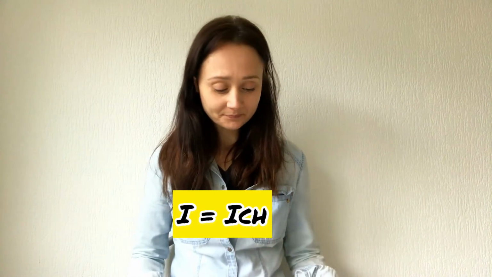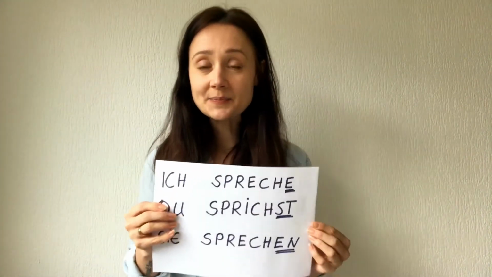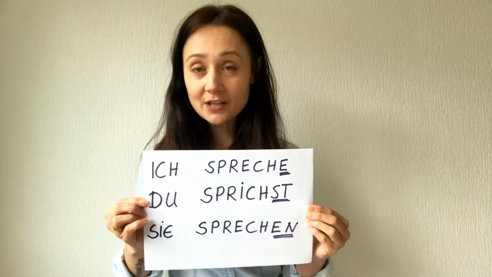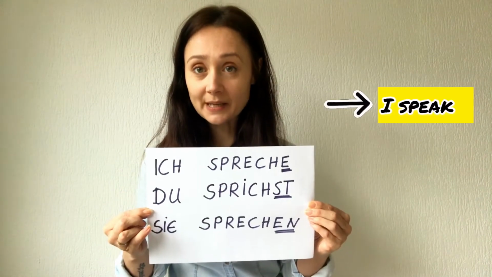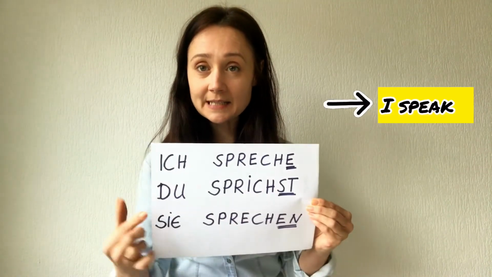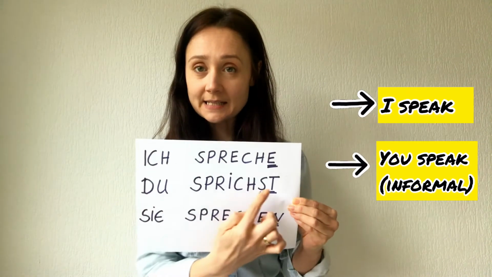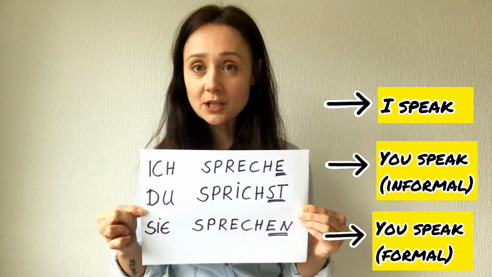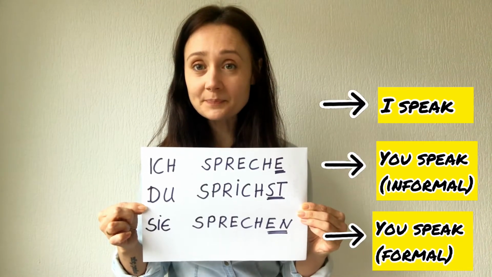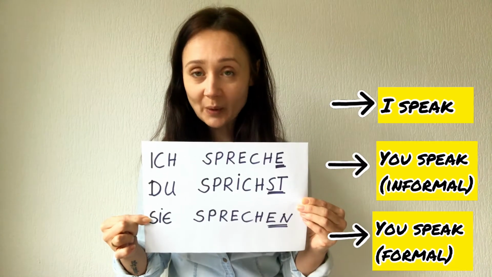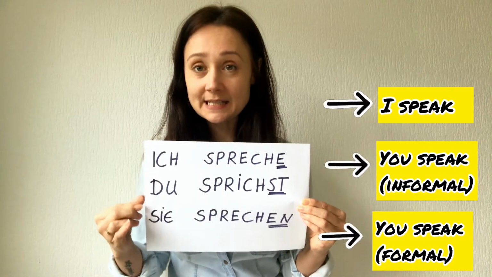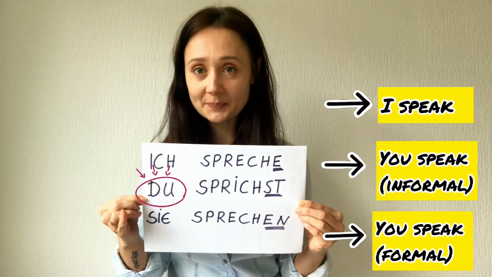Now to say I speak, you might know that I in German language is ich, right? Ich. And for this, the verb will change. As you can see, ich spreche. There's an E at the end. Du sprichst, you speak. ST at the end. And Sie sprechen. Sie sprechen means you speak. This is the formal way. We always address a person as Sie in a formal way, and Du is informal.